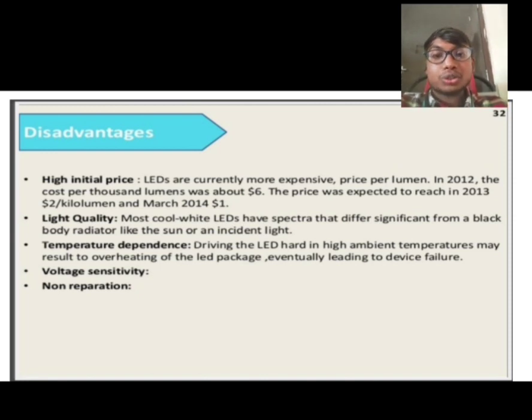Light quality. Most cool white LEDs have spectra that differ significantly from a black body radiator like the sun or an incandescent light. Temperature dependence. Driving an LED hard in high ambient temperature may result in overheating of the LED package, eventually leading to device failure. Voltage sensitivity and non-preparation.